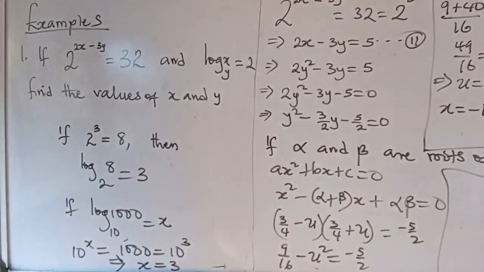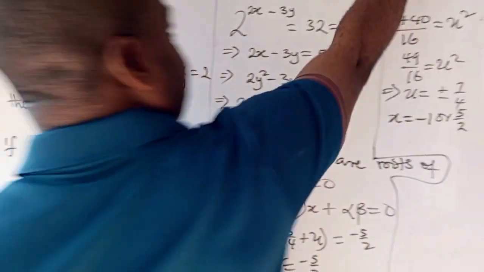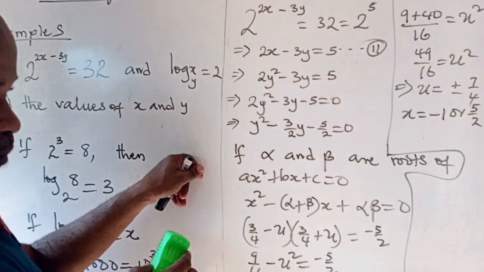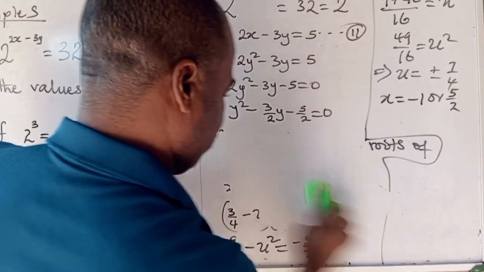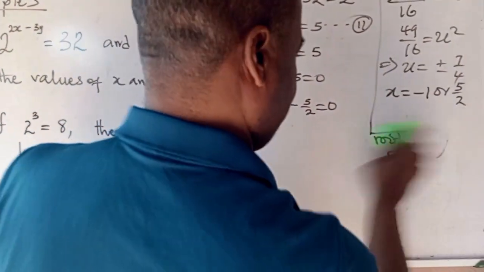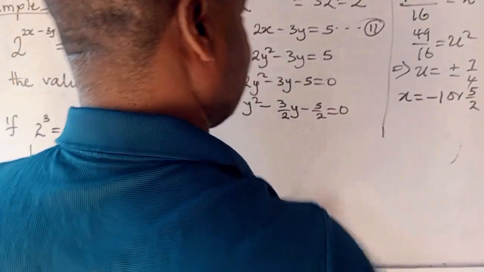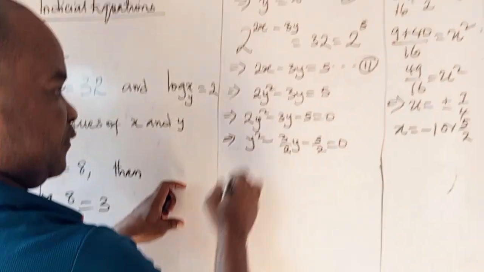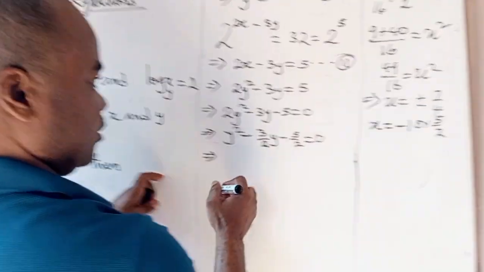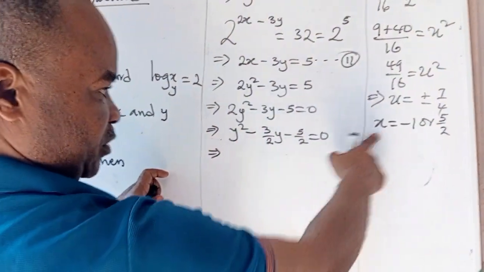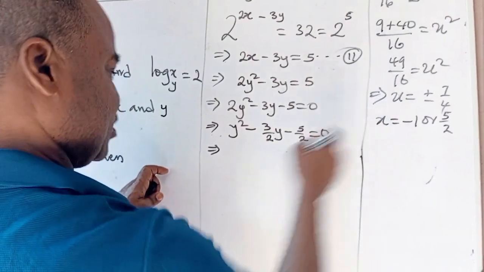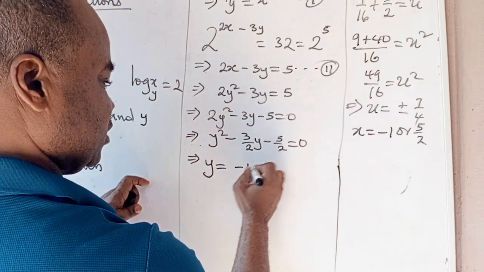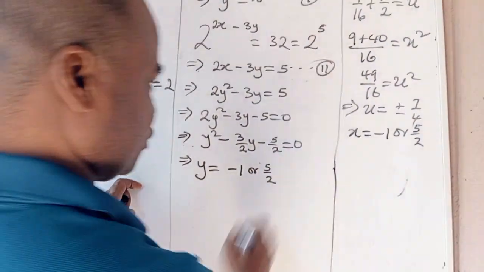So from what we have done so far, it is clear that, can I wipe this off? Please look at it so that I can wipe it off. Copy first. So let's continue with our solution. So we have here at this point that, sorry, I used x, but I'm supposed to use y. So that is not what I intend to do. It's y rather. So y is equal to negative 1 or 5 over 2.